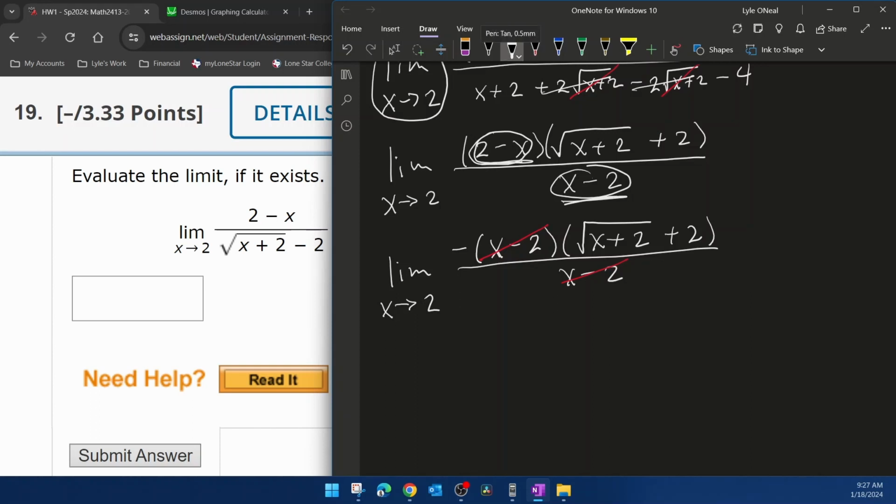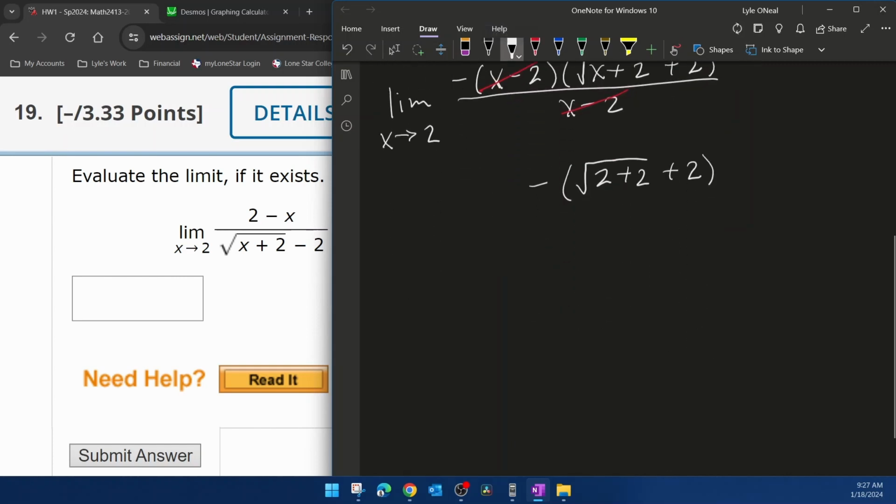So now if I take the remaining expression, which is negative square root of x plus 2, and replace x with 2, that's going to give me square root of 4, which is 2. 2 plus 2 is 4. And we get a result of negative 4.